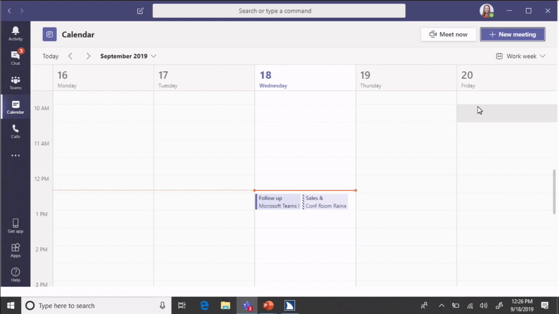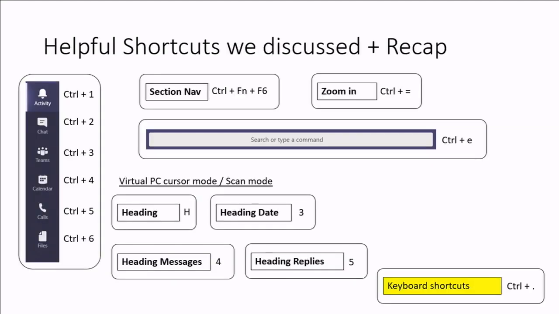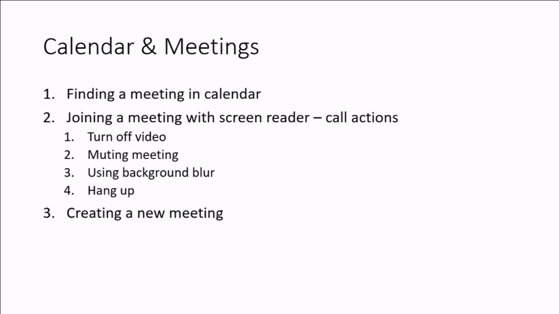So now I'm going to go back to the PowerPoint. I showed you how to find a meeting in your calendar, how to join a meeting with a screen reader. I showed you a few call actions, including how to turn off your video, how to mute a meeting, how to blur the background, and how you can hang up from the meeting. And then I demonstrated how you can create a meeting with the screen reader on.